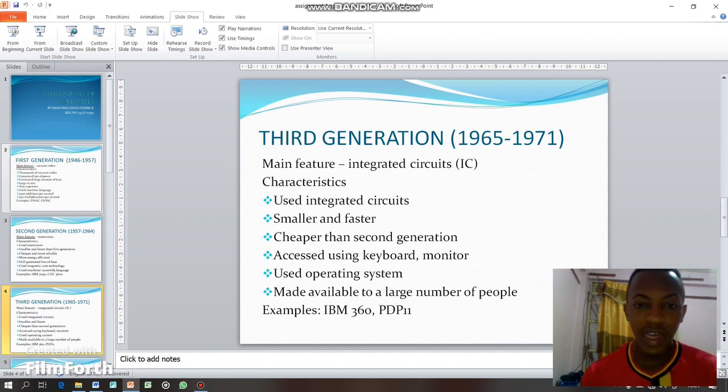In the third generation, we saw the introduction of operating systems like Windows, the one we are using right now, Linux, etc. They were made available to a large number of people compared to the first ones, because these were cheaper and more accessible. Examples are the International Business Machines 360 and the Programmed Data Processor 11.